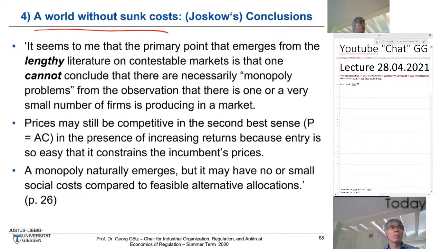You observe that you have a monopoly, but the monopoly is not a problem because potential entry forces this monopoly to charge a price which is competitive in the sense that price is equal to average cost, even though there is increasing returns and what we call a natural monopoly. Even if we get a market structure in the end where a single firm is active, so a monopoly naturally emerges, as Josko puts it, we have no or small welfare or social costs here. Okay, so no problem.